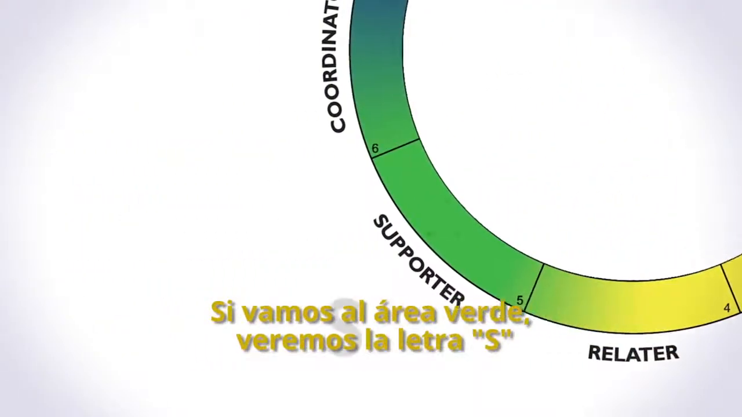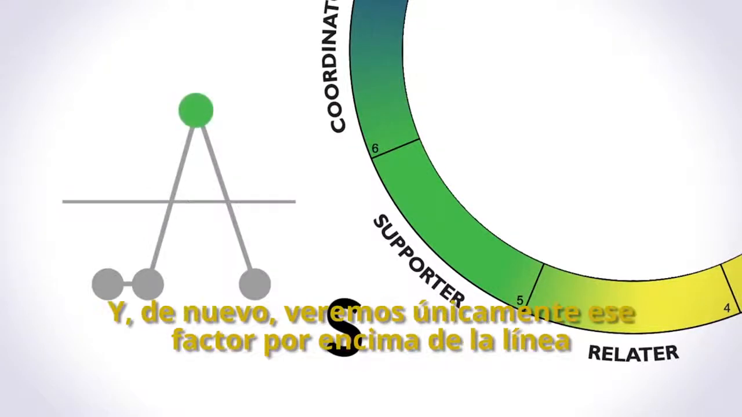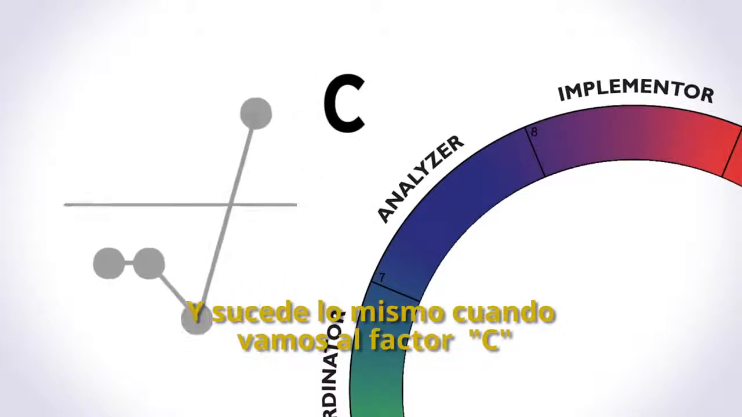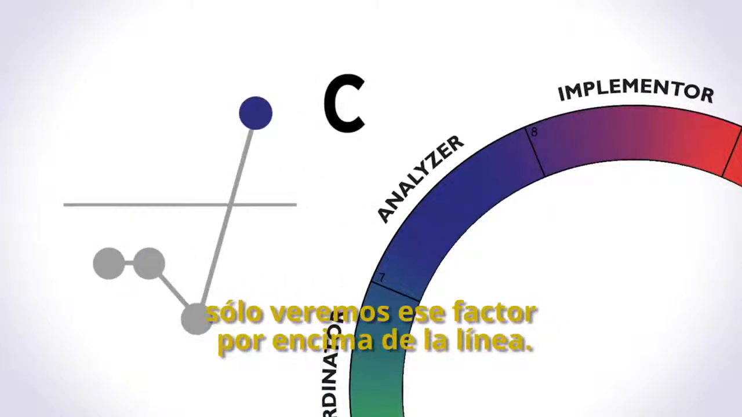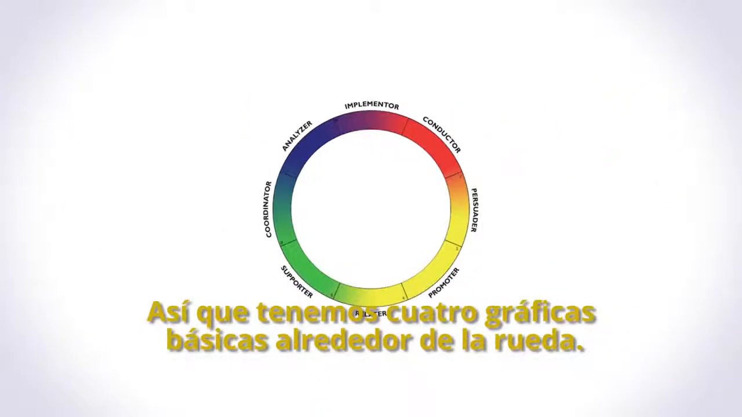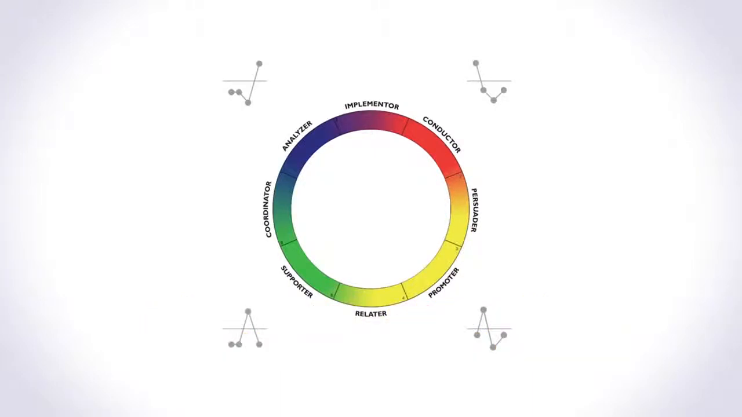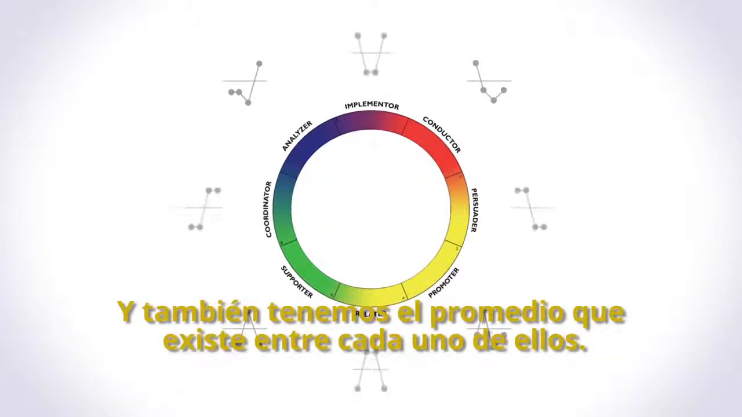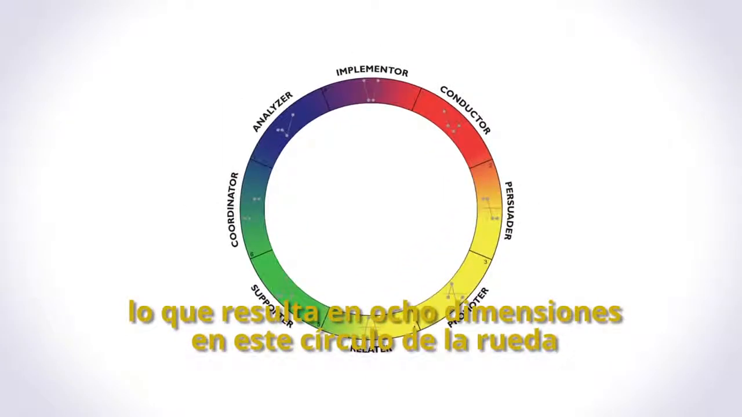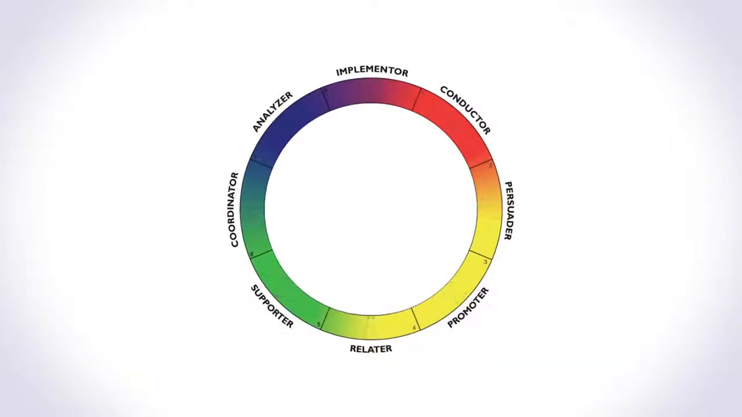Moving over to the green area, we see the S. Again, only one factor above the line, and up to the C analyzer, we see only one factor above the line, and that is the C factor. So we have four major plotting points out on the outside of our particular wheel, and then we have the average of those in between to come up with our 8 specific dimensions.